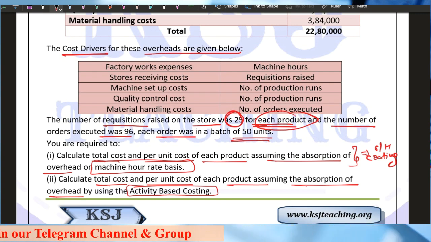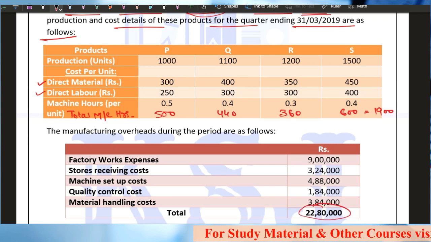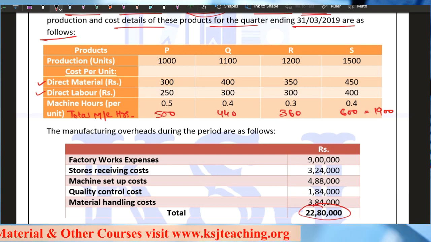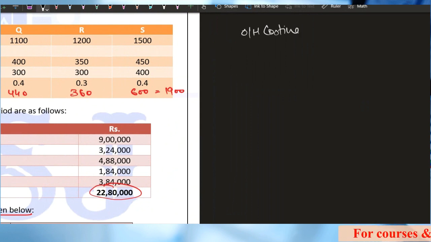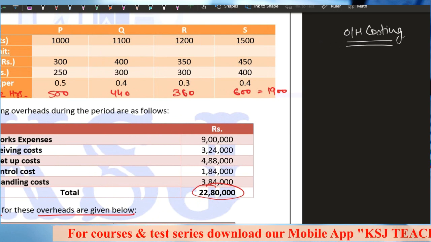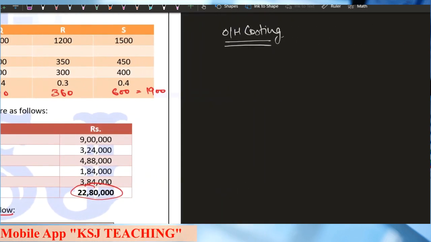See, in the overhead costing, direct material is given to you, direct labor is given to you. The only thing that you need is to divide these 22,80,000 between P, Q, R and S on the basis of machine hours, right? Now, in the overhead costing, how do you calculate the overhead absorption rate? If you want to divide this 22,80,000 between all the 4 products, you need to calculate the overhead absorption rate.